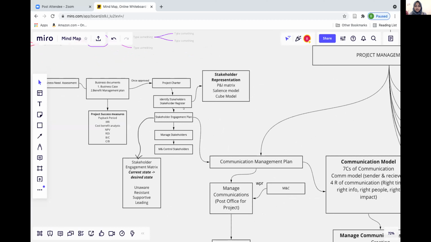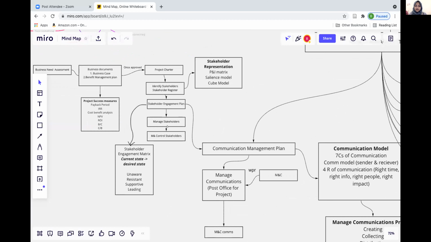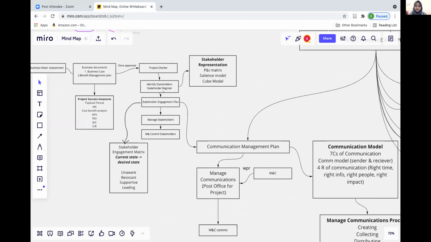Once our business case is approved, we create the project charter, and after that we hire the project manager. Then we move into stakeholder management, where we identify stakeholders and create a stakeholder register, and we have the stakeholder representation models: the power-interest matrix, salience model, and cube model.